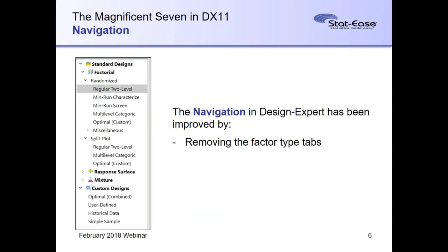So let's start with navigation. Navigation in Design Expert has improved by removing those yellow factor type tabs and replacing it with more of a tree structure, the opening and closing pull down lists. In this left-hand pane, you can see that the factorial list is opened up at the moment. And if I clicked on the response surface designs, then the factorial grouping would close and the response surface would open up. So you can navigate between any of the design types using that feature.